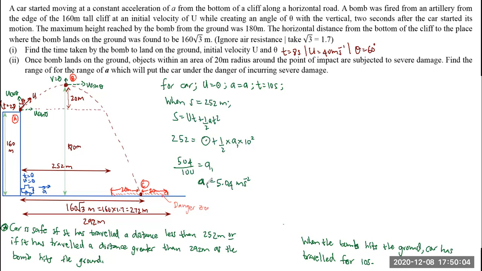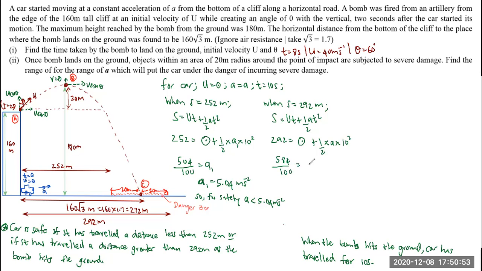All right, so for safety, the acceleration of the car must be less than 5.04 m/s². Okay, and the next part, when s is equal to 292 meters, let's apply the equation. Let's say the car is here when the bomb lands. Then let's find out what the acceleration is. So for s, you have to put 292. Initial velocity is 0, so that part becomes 0 plus half into the acceleration we have to find for the car into time, 10 squared, so that is 100. So the 2 goes up, it becomes 584 divided by 100. That is a. Therefore, mark it as a2. The other acceleration we are getting is 5.84 m/s².